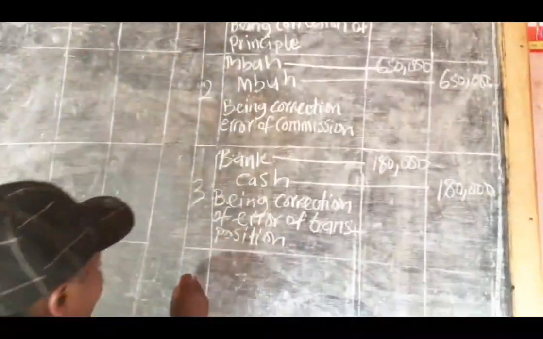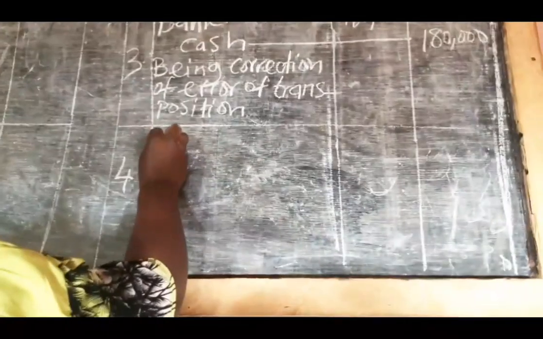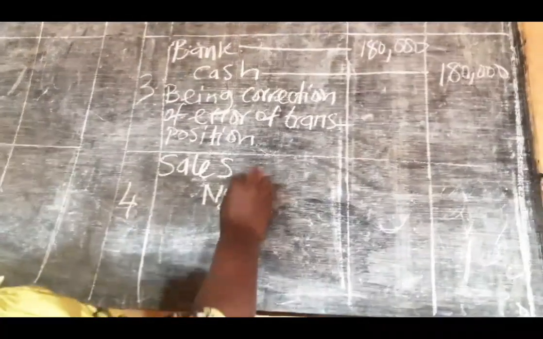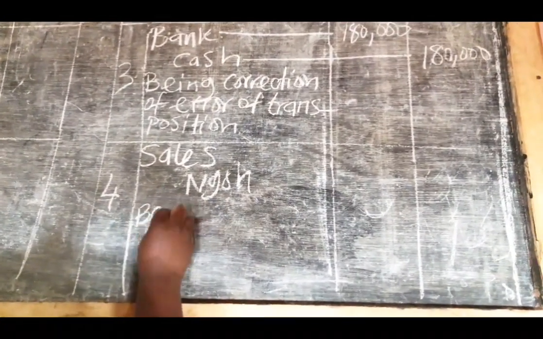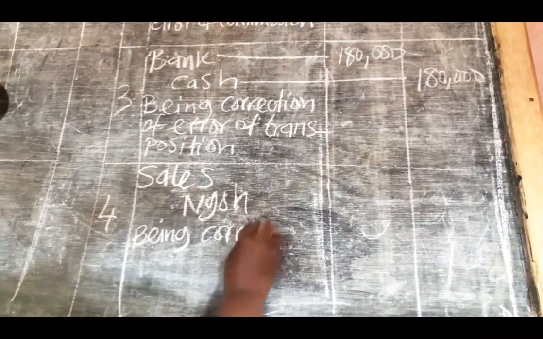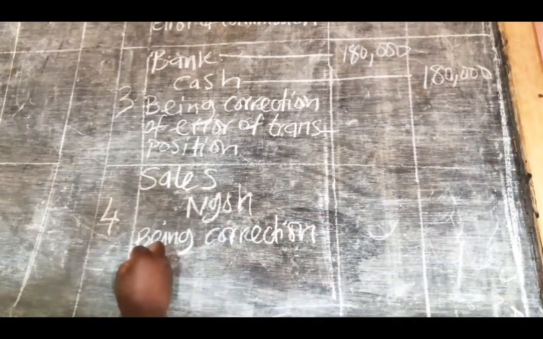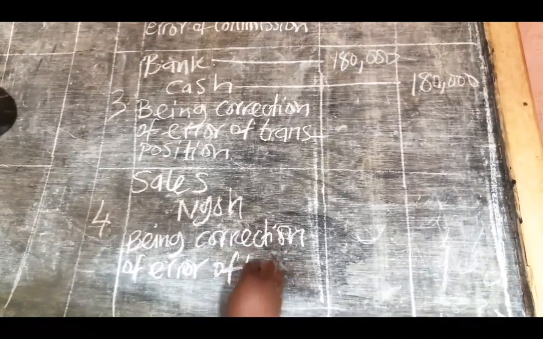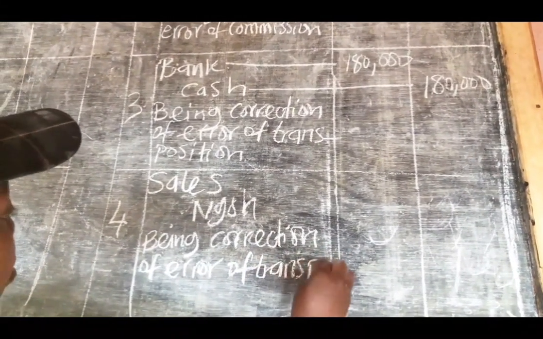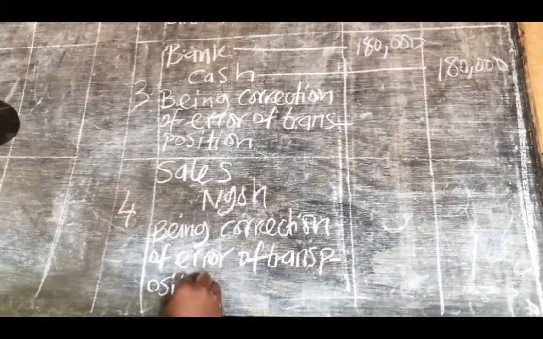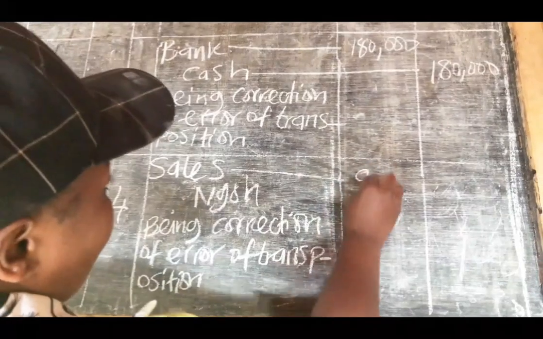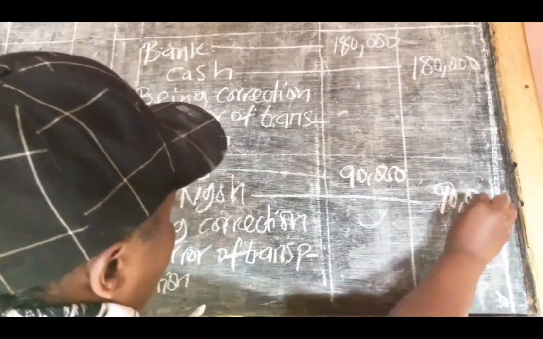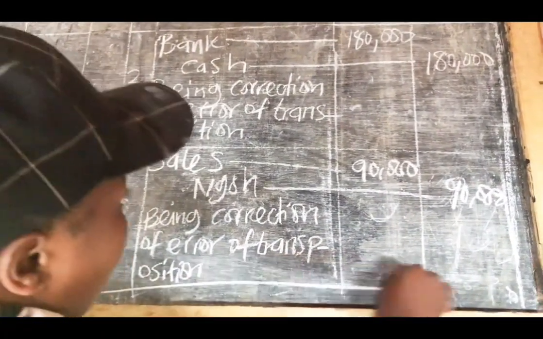We take here transaction number 4. We have here sales, Ngo, being correction of error of transposition. With 90,000. 90,000. And we close this one.